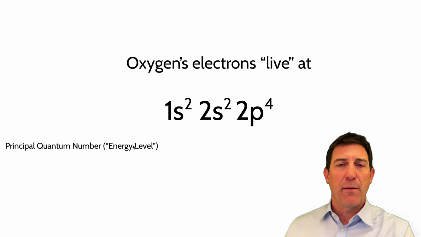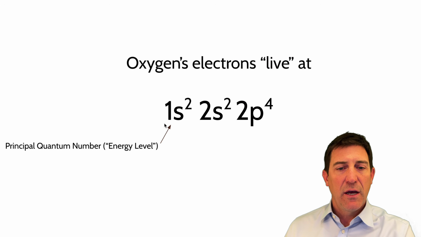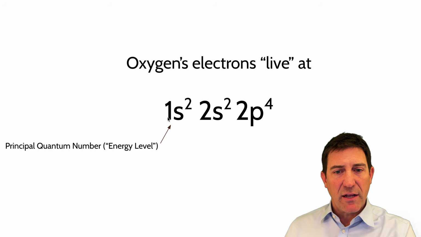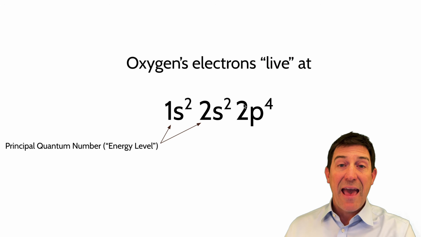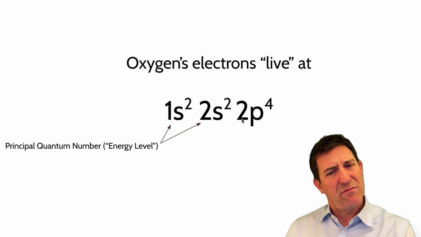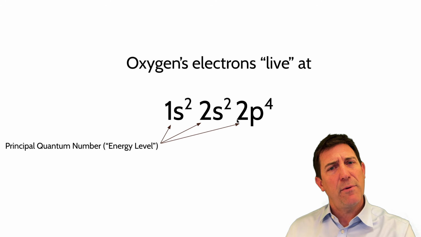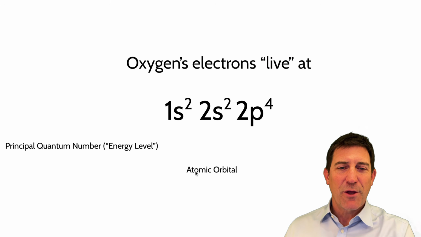The principal quantum number, or the energy level that we just learned about, is right here in this special address code. So on the first energy level, there are electrons living there. We can see in the second energy level, there must be electrons living there. And also in the second energy level, I don't know why that's broken up into 2, but I'm guessing we're going to learn right about now. That goes with our atomic orbital.